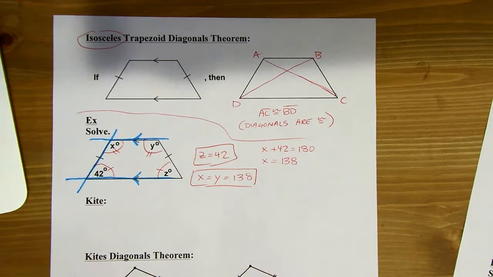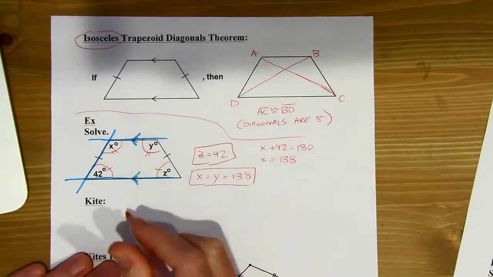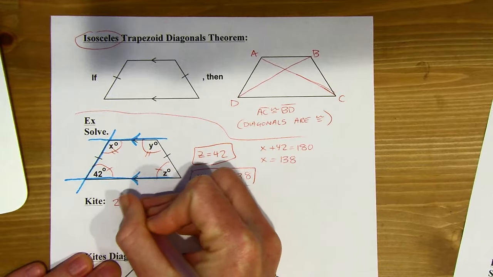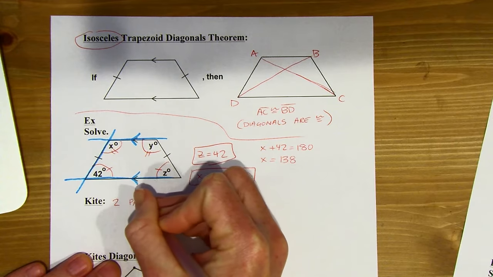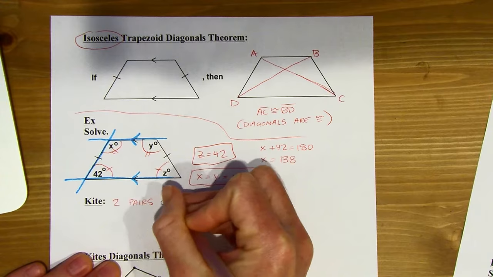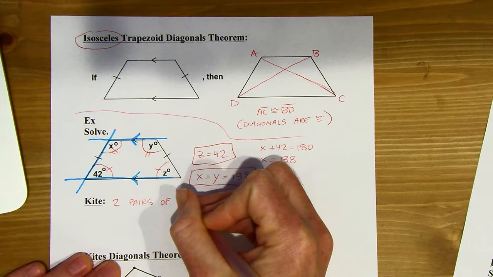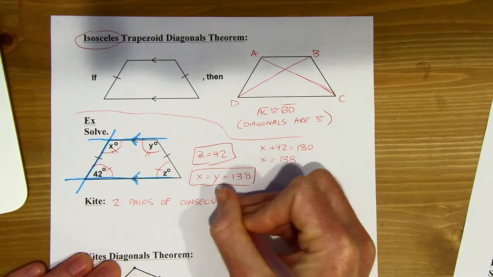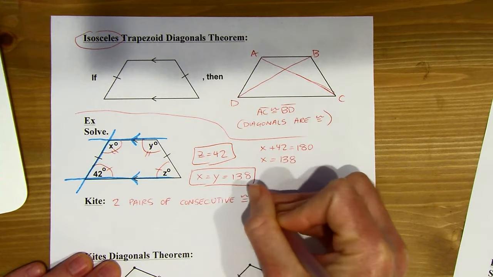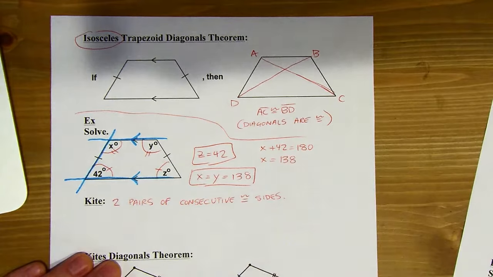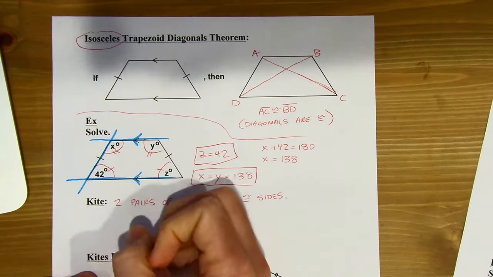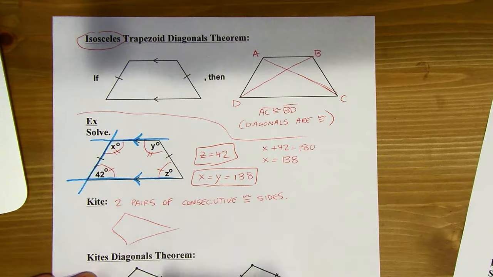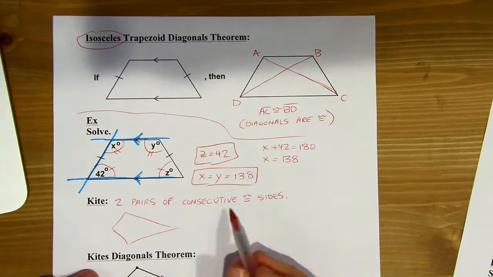The second part of the section is about kites. So what is a kite? A kite is a quadrilateral. Again, these are all quadrilaterals. Everything in the chapter is a quadrilateral, pretty much. A kite is a quadrilateral with two pairs of consecutive congruent sides. A kite looks like an old-fashioned kite, something like this. So two pairs of consecutive congruent sides.